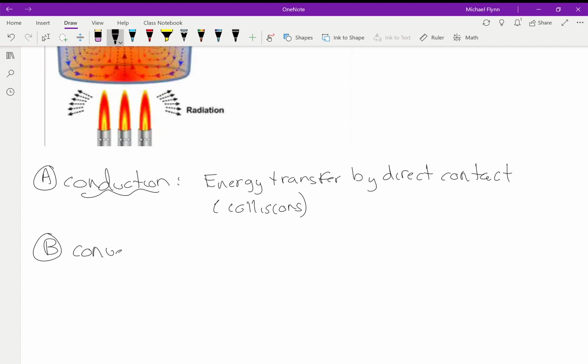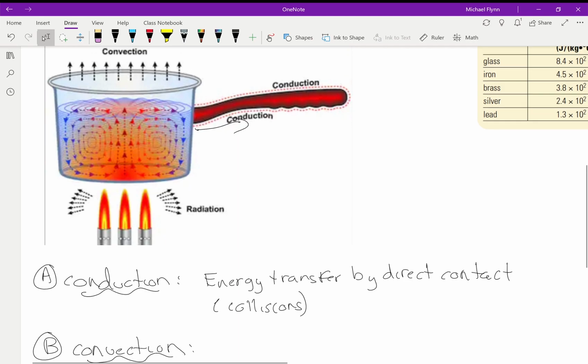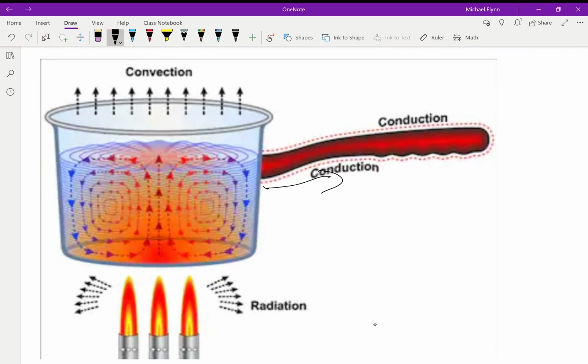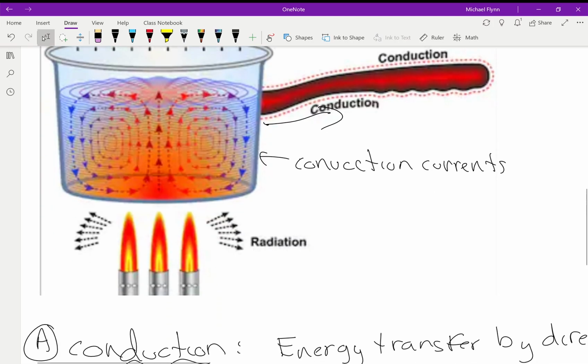So B, convection. Convection is what you're seeing in the liquid here. Here we call those convection currents. And what happens in a convection current, I'll use a rainbow color here, is you get, actually I'll start at blue, like this.